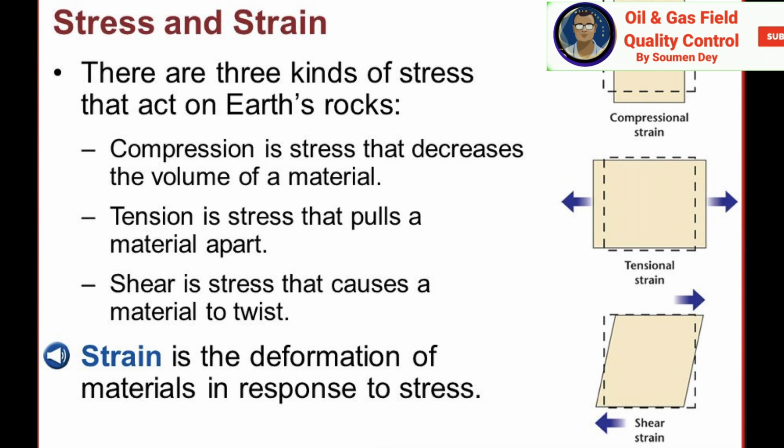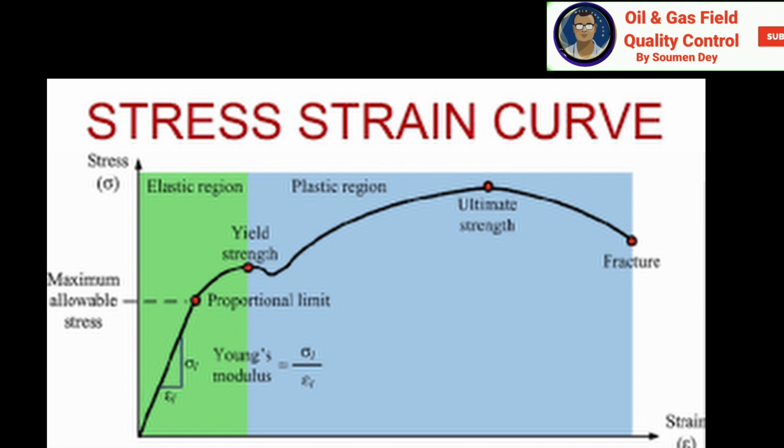So what is direct stress? Direct stress is the deformation under tension. We are directly pulling the material and the result is the elongation. Let us discuss the stress and strain curve.